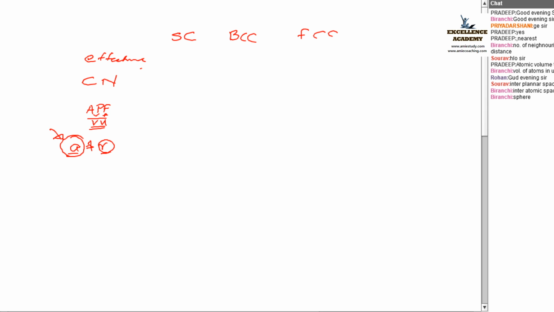So in the previous class we learned the simple cubic structure, body centered cubic structure, and face centered cubic structure. Effective number of atoms in the case of a simple cubic is equal to 1. How I got that? 1 by 8, because 8 atoms are shared by 8 unit cells. Hence 1.